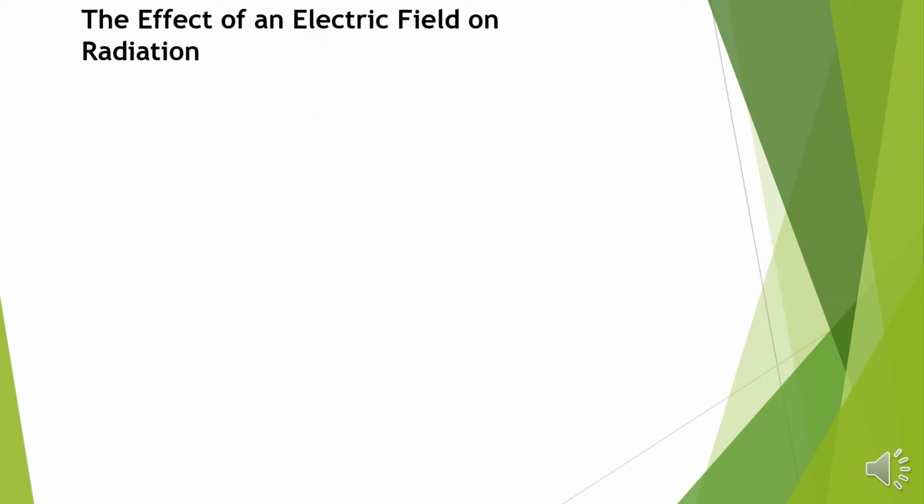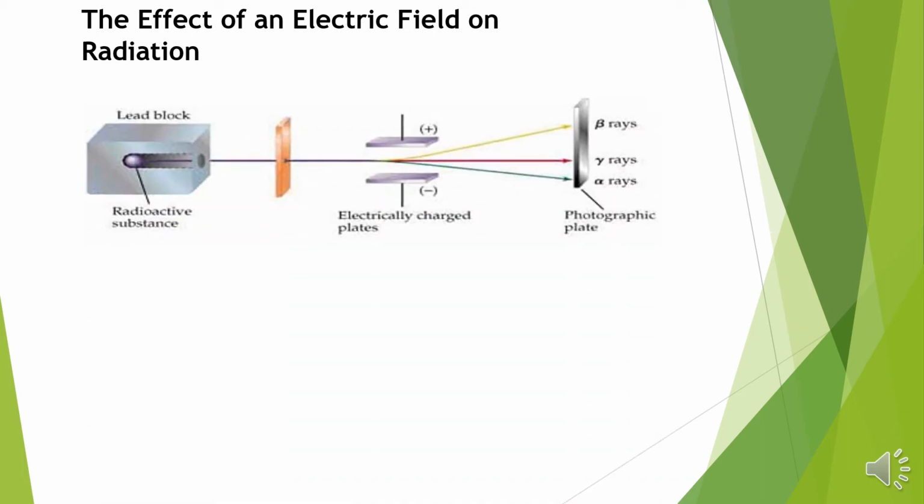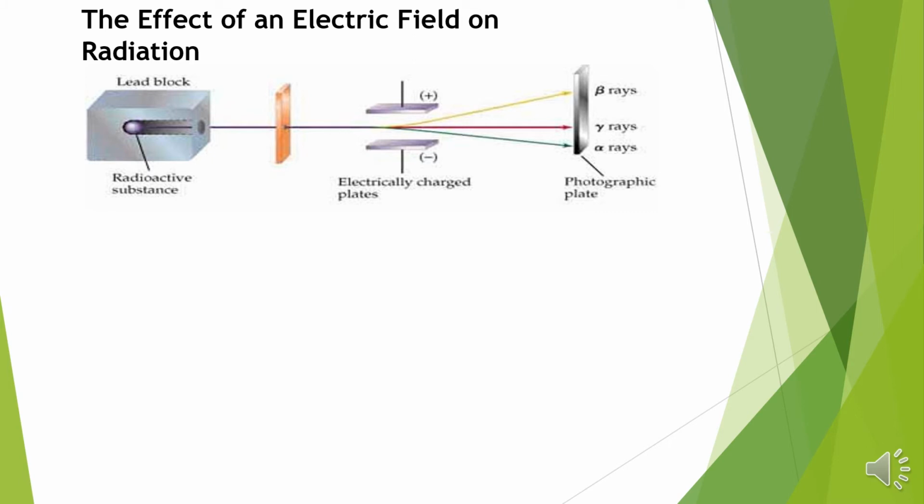Now, what is the effect of an electric field on radiation? Let's see it in a photo. Here, a graph. We have the lead block. In the lead block, we have the radioactive substance, which is uranium. The uranium, as we said, emits radiation. We have here electrically charged plates, positive and negative.